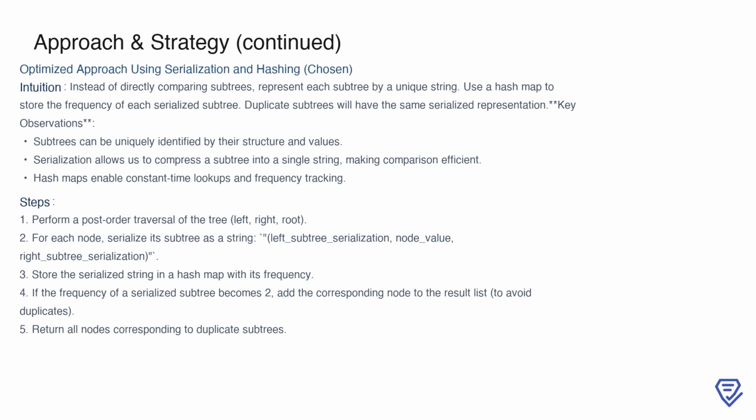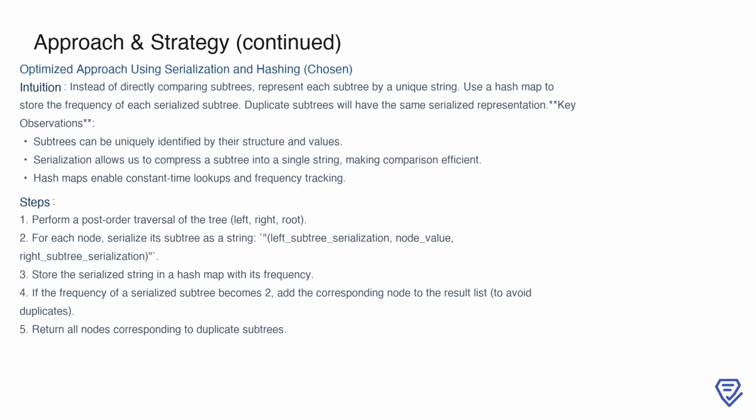To implement this, we perform a post-order traversal of the tree, where for each node, we generate a serialized string of the form left_subtree_serialization, node_value, right_subtree_serialization. This string captures the structure and values of the subtree rooted at that node. We then store this string in a hash map, updating its frequency. If any serialized string's frequency reaches 2, we add the corresponding node to the result list to avoid counting the same duplicate multiple times.